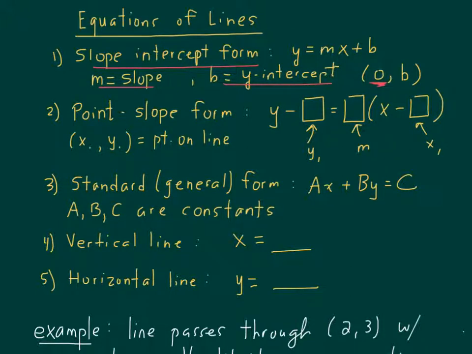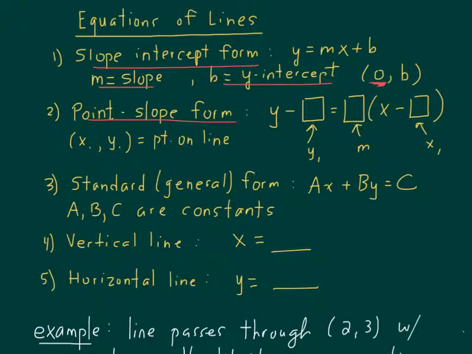Next we have what we call point-slope form. If we have a point that is on the line and if we know the slope, then it is handy to use this form of an equation. Notice that it does not require us to know the y-intercept.